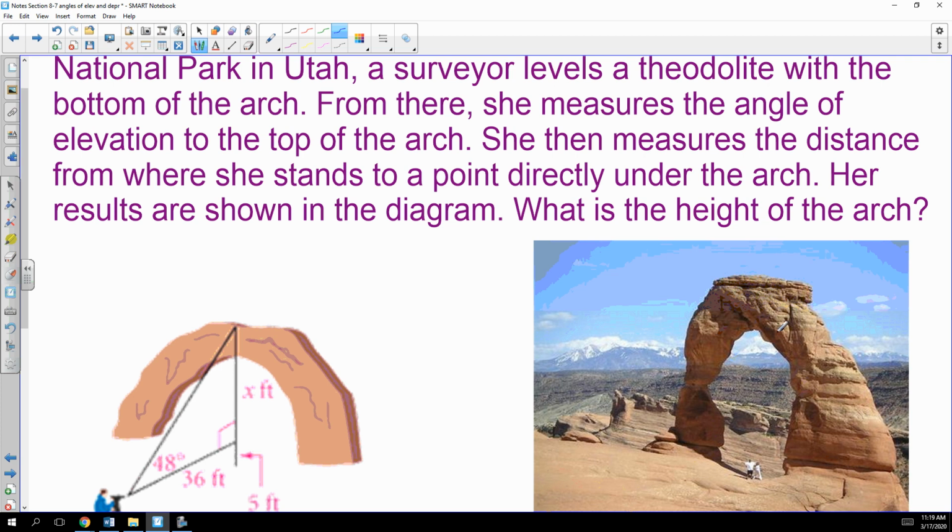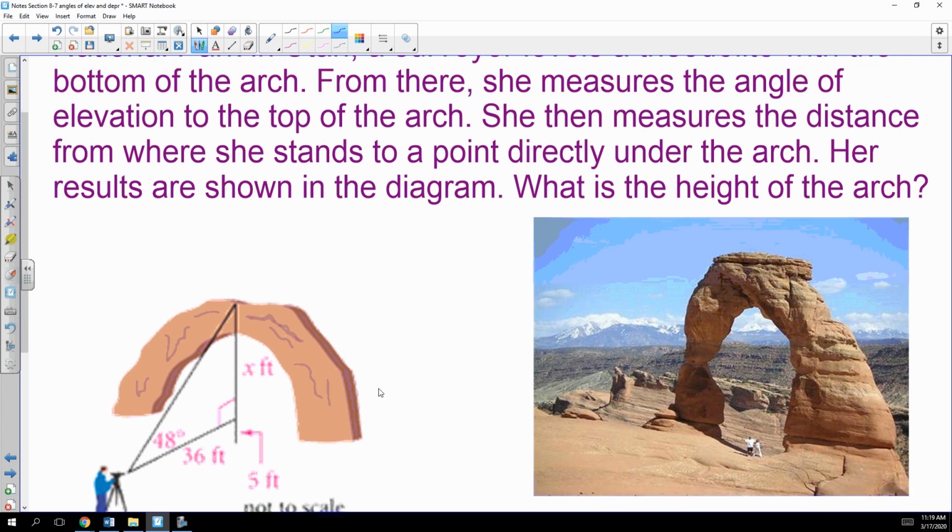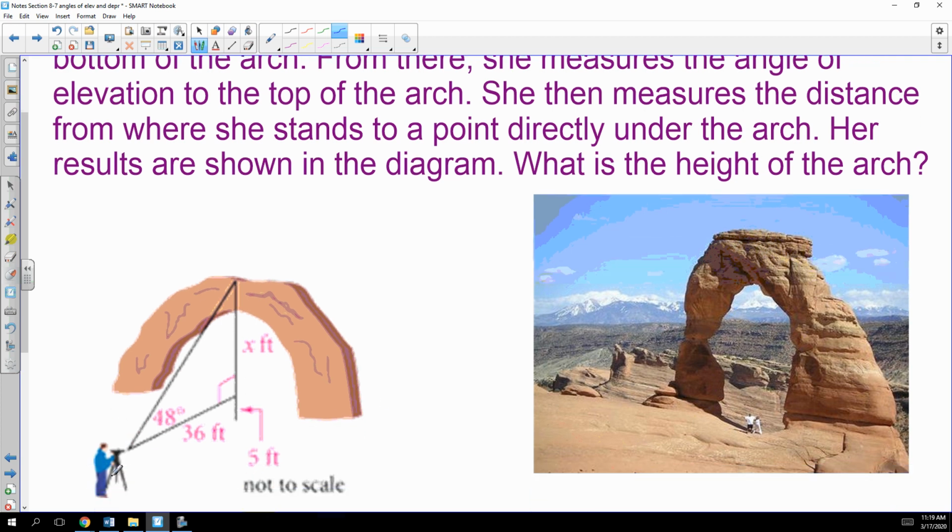So here's the Delicate Arch right here, and then the surveyor is over here. This tripod-looking thing is the theodolite, okay? And the surveyor is at a distance away from the arch. It looks like 36 feet away from the arch. It's hard to tell that this is a right triangle, so you have to just kind of imagine that you're at an angle here and you're seeing some piece. So this 5 feet right here represents how high above the ground that theodolite is. So you got to be careful to make sure you add that back in after the fact.